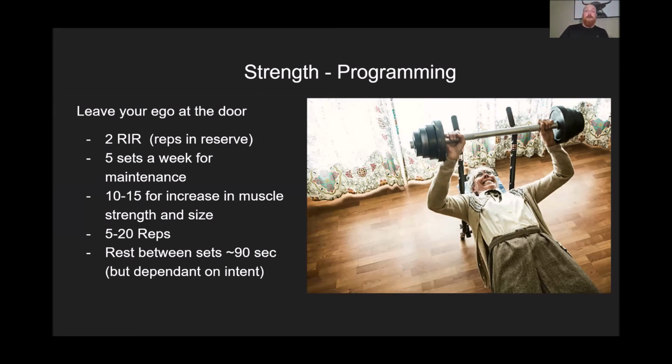But in regards to intensity or volume, like how much you need to do to ensure that you're creating the adaptations you need to make sure your shoulder's getting stronger, or the muscles around the shoulder are getting stronger, we want to be working, as a general rule, to what we call 2 RIR. So this is 2 reps in reserve.